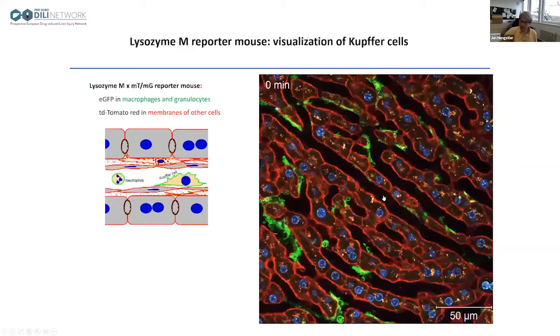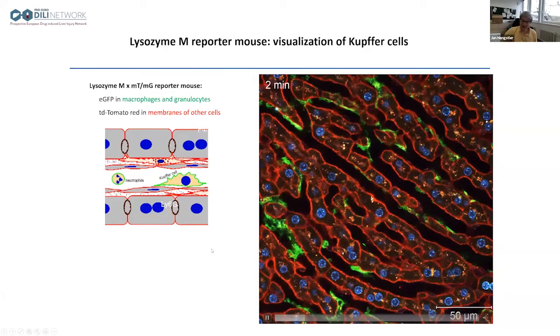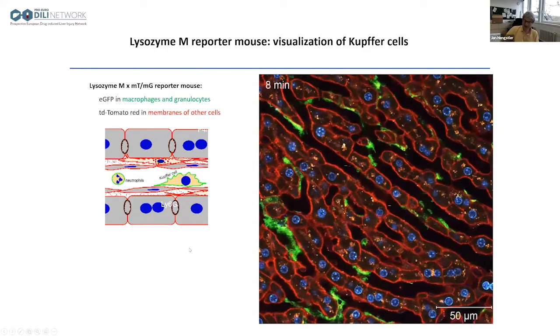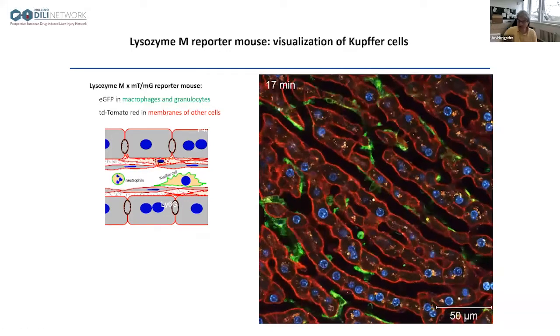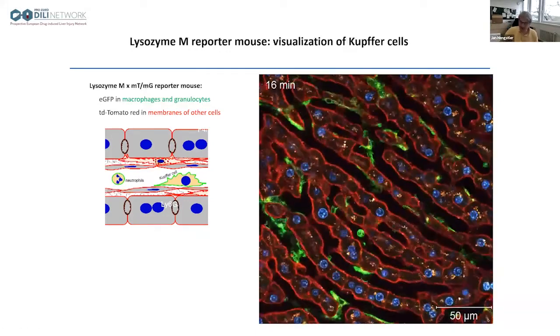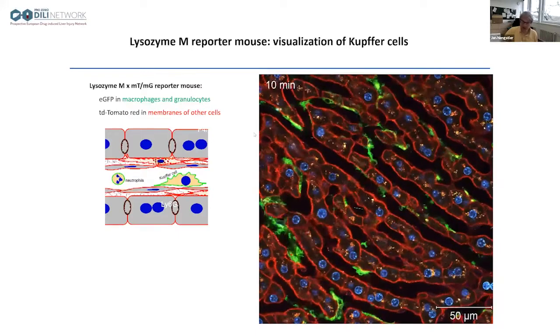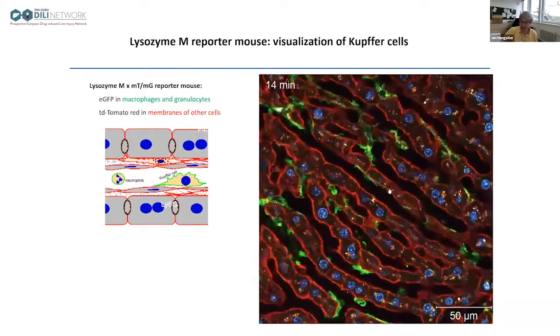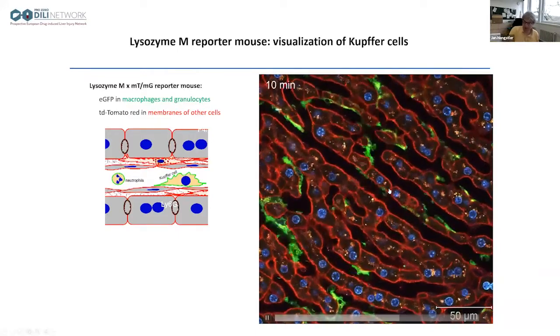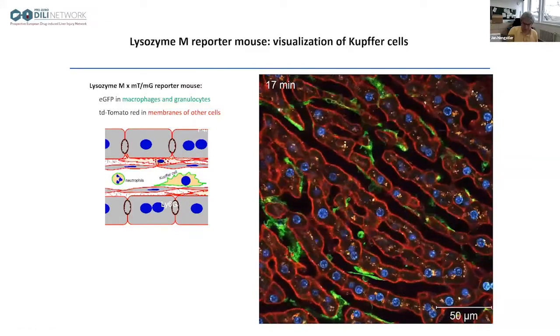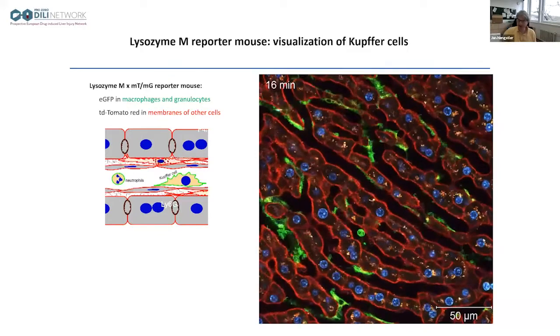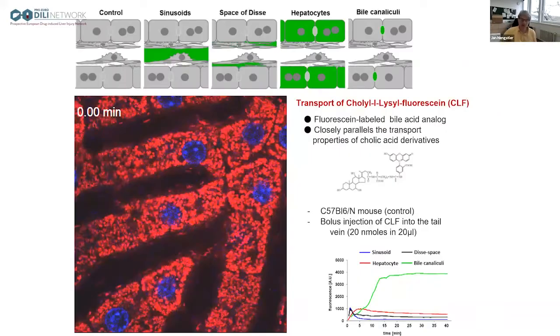Or here the Kupffer cells. Here one sees nicely how they are moving, and with their cell protrusions, they are capturing bacterial fragments to clean or to clear the blood from LPS and other particles.